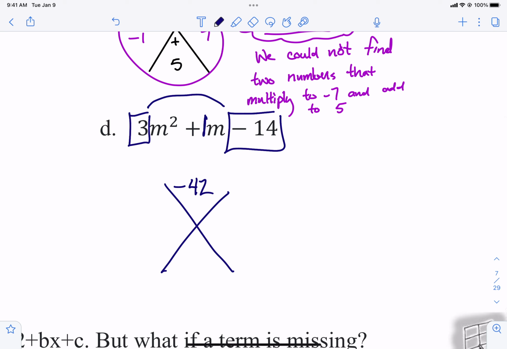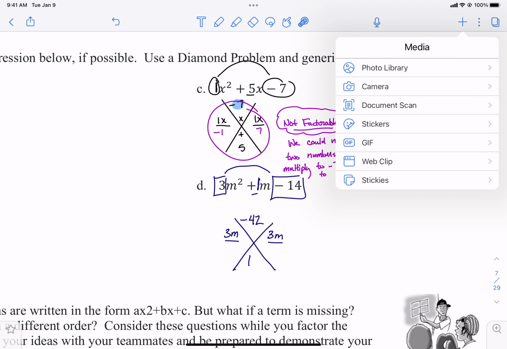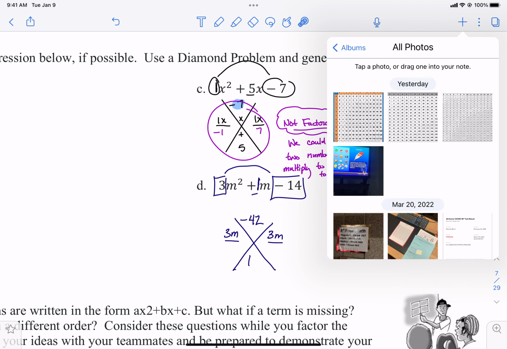We're going to have one m in the middle. That's going to go on the bottom. We're going to make our fractions on the side. This will be 3m and 3m. And now we're just looking for two numbers that multiply to give us negative 42, that add to give us 1. Now, the easiest way to find those numbers sometimes is to use a multiplication table.